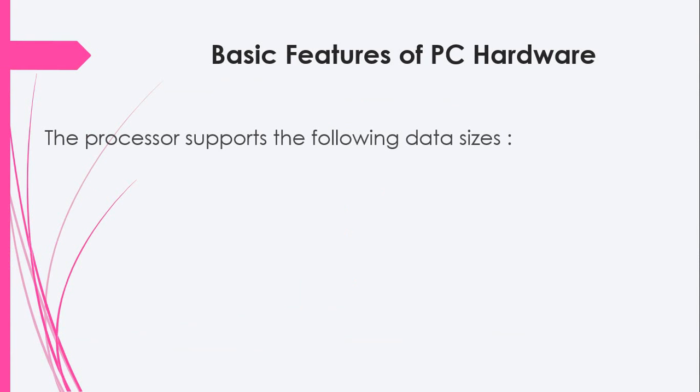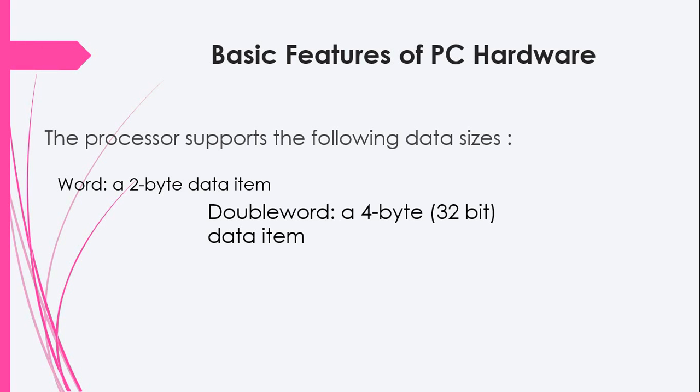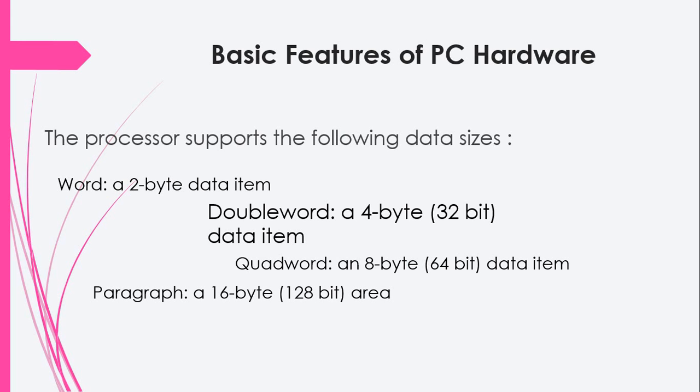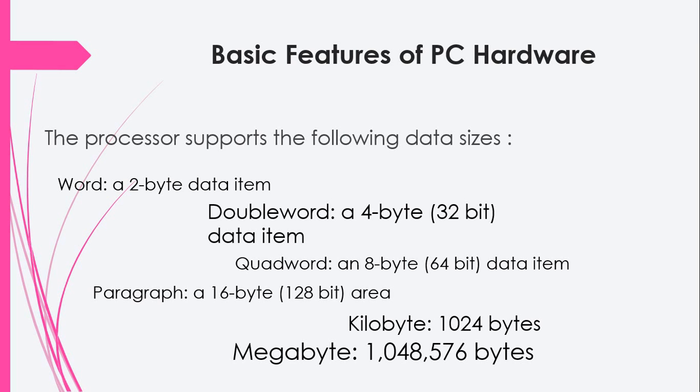The processor supports the following data sizes: word, a 2-byte data item; double word, a 4-byte, 32-bit data item; quad word, an 8-byte, 64-bit data item; paragraph, a 16-byte, 128-bit area; kilobyte, 1024 bytes; megabyte, 1,048,576 bytes.